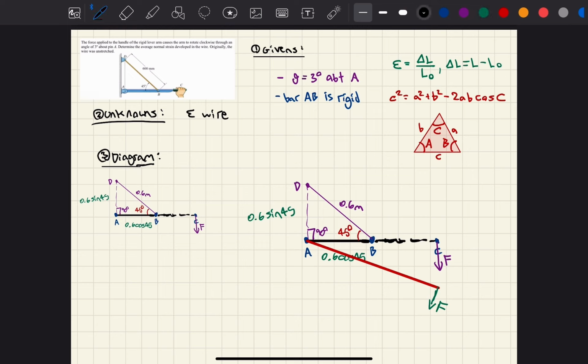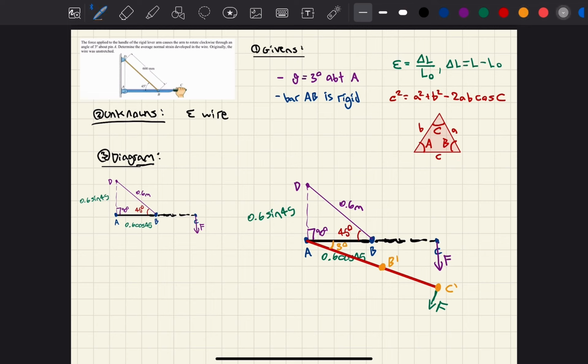This point right here now, let me pick a nice bright color. Let's do orange. This point right here now is C prime. This point over here, let's say, for example, is B prime. And then A is the exact same. It's an exaggeration, but it's 3 degrees. Where's the wire?